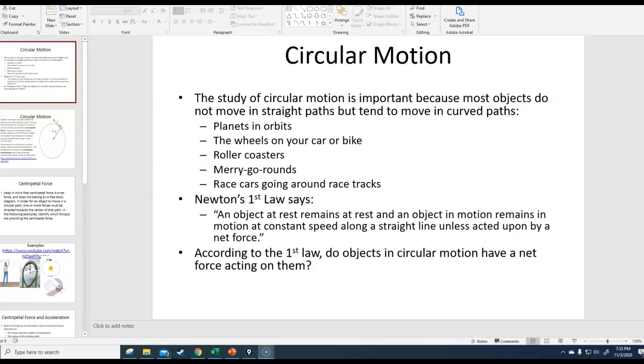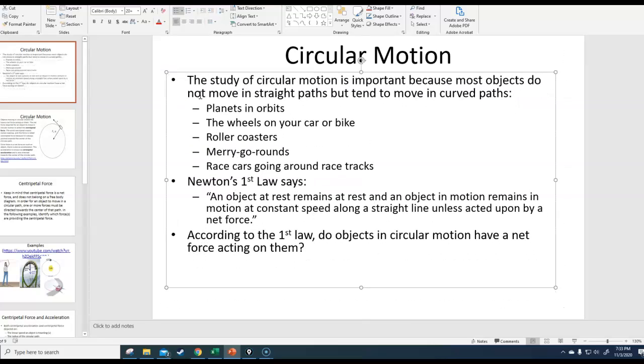Okay, so just to review, we talked about Newton's first law in the last unit, and this is what we said about it. An object at rest remains at rest, and an object in motion remains in motion at constant speed along a straight line unless acted upon by a net force.